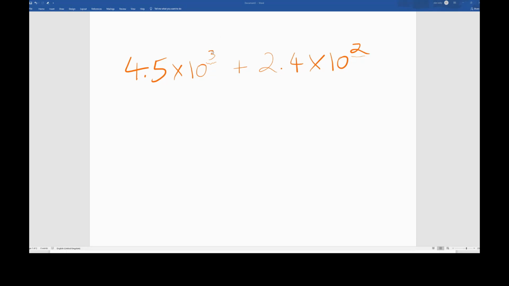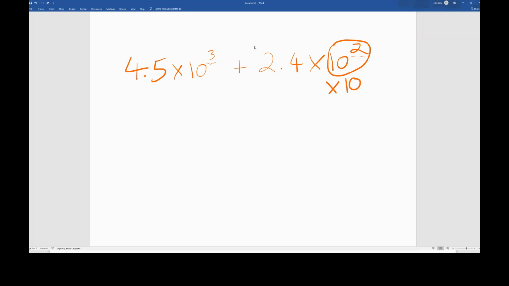Right, we'd need to make the powers of 10 the same. So what we could do, if we wanted to, is make the 10 to the 2 into a 10 to the 3. So what would I need to multiply 10 to the 2 by to get 10 to the 3? Well, that would just be 10.